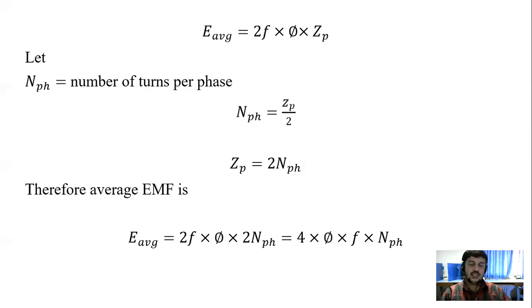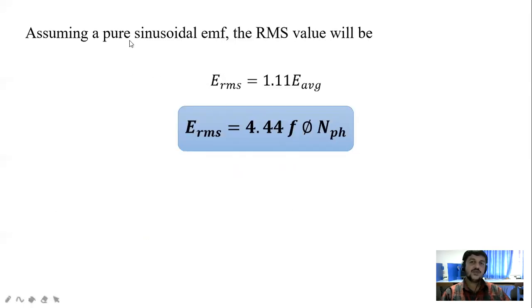Now we are generally interested in RMS values because all values which are mentioned are generally RMS values. So we have to convert this average EMF into RMS value. Again, the EMF which is induced inside the armature is generally in sinusoidal form, so we have to convert that average value of induced EMF into RMS value. For that purpose, we assume that the induced EMF is purely sinusoidal.